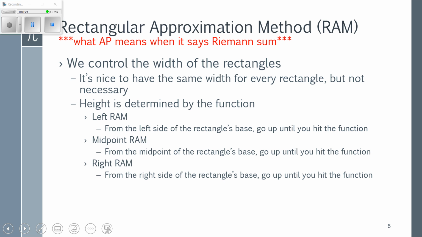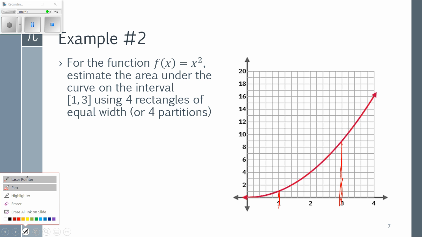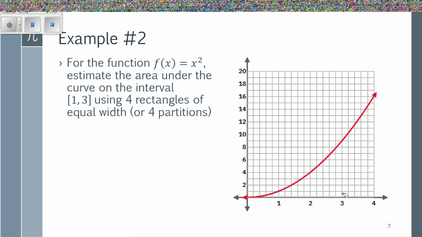So, I have here the function x squared, and I want to estimate the area under the curve on the interval 1 to 3. So I am looking at going from 1 here to 3 here. And what I want is this whole area. Now, that's not a nice shape for me, so I'm not going to be able to find it perfectly. So instead of finding it perfectly, we're going to estimate it. And if you notice, the problem itself says estimate.